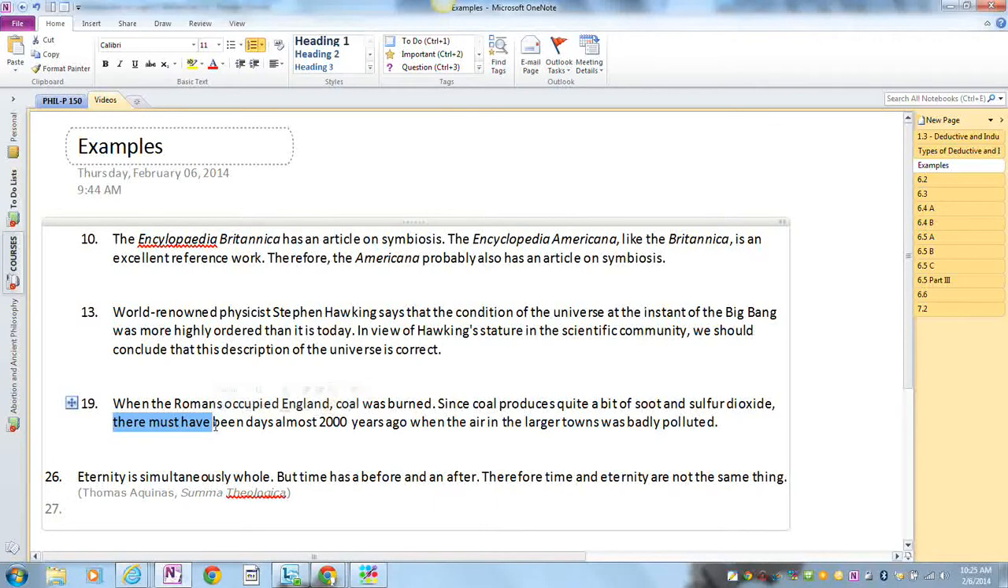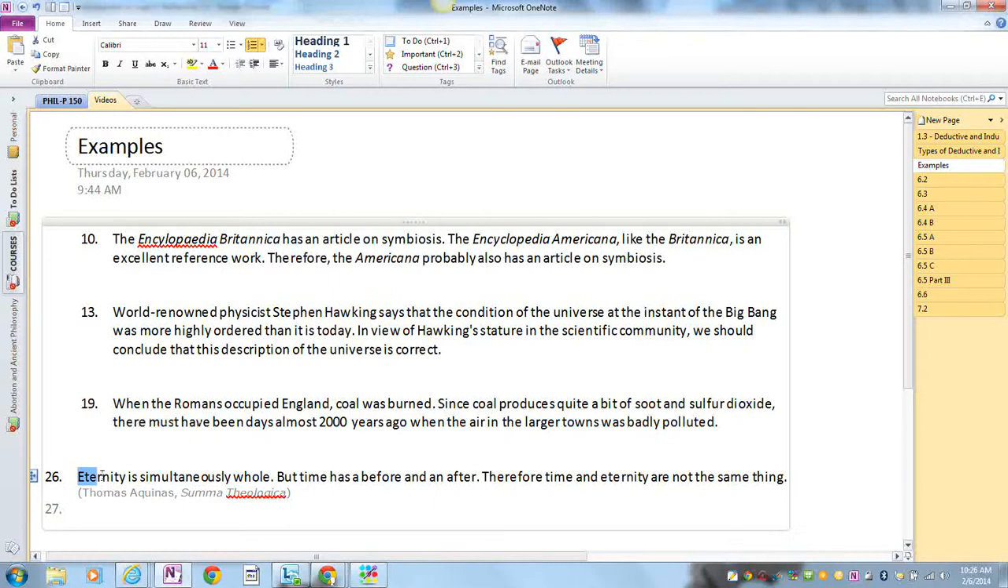So the wording doesn't help too much, but what helps here is the fact that if you think about it, the reasoning is causal. You know that when the Romans occupied England, coal was the main kind of fuel, and that coal produces soot, sulfur dioxide, so some form of pollution. So even 2,000 years ago, there must have been pollution in certain areas. But do we know this with absolute certainty? We probably wouldn't venture to say that.